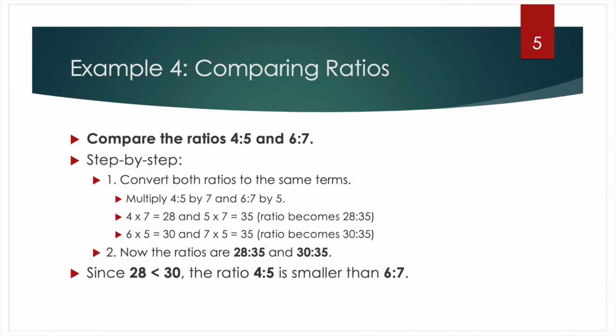Now let's explore how we compare 2 ratios. We're given the ratios 4/5 and 6/7. To compare them, we first convert both ratios to have a common denominator, which allows us to compare them directly. We multiply the first ratio, 4/5, by 7, and the second ratio, 6/7, by 5. This gives us 28-35 and 30-35 respectively. Since 28 is less than 30, we can see that 4/5 is smaller than 6/7. Comparing ratios like this helps us determine which is larger or smaller when the terms aren't immediately comparable.